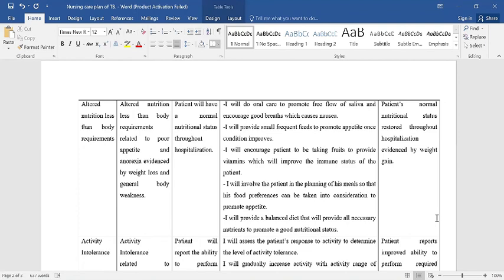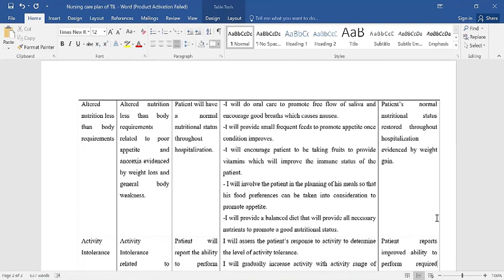Intervention number 4, we're saying, I will involve the patient in the planning of his meals so that his food preferences can be taken into consideration to promote appetite. So we want to involve the patient in the planning of their meals, so that their food preferences can be taken into consideration.